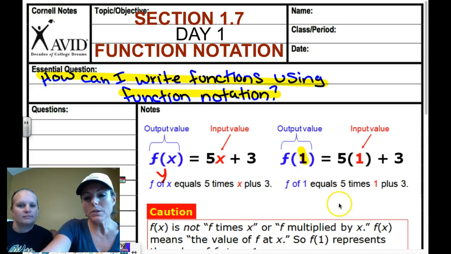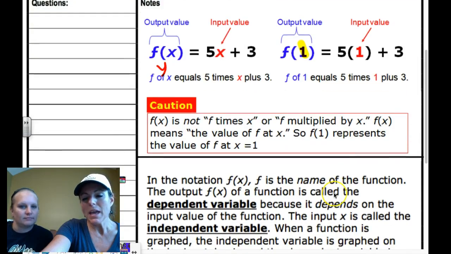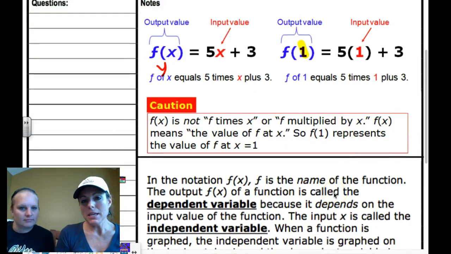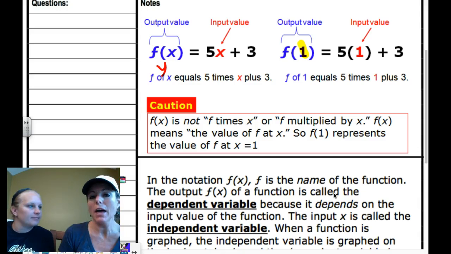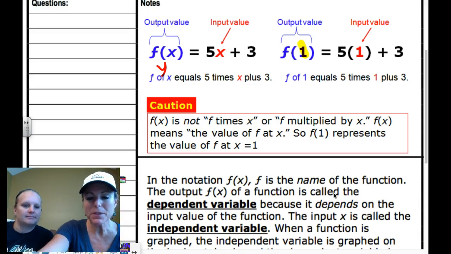Now I want to float down and show you the caution. f of x does not mean f times x, or f multiplied by x. It's actually a value or an answer after plugging in a number for x.